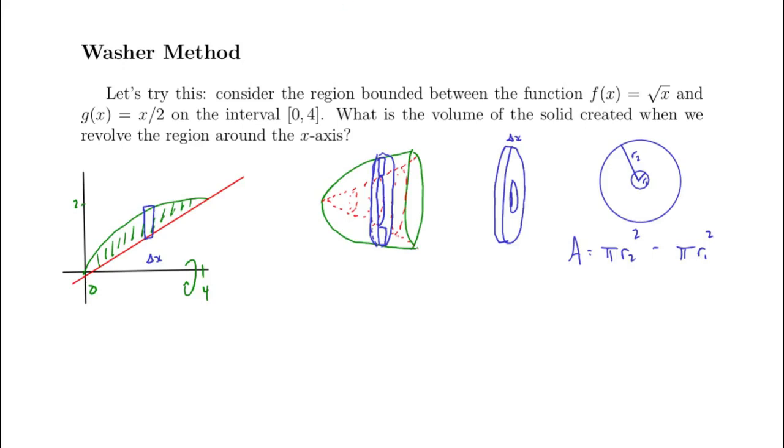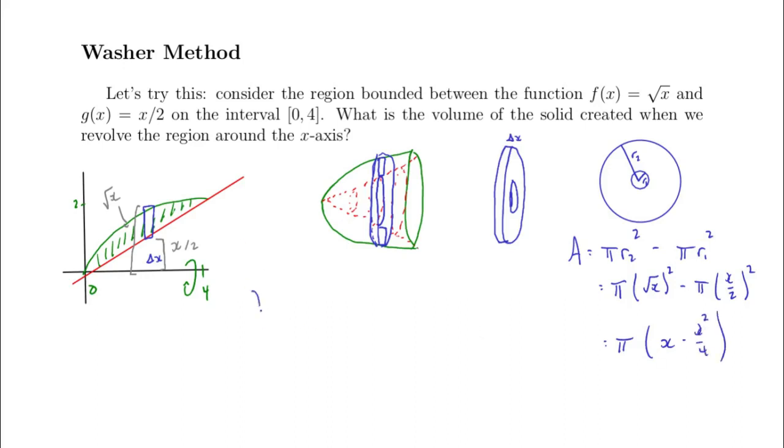Well, on our picture, hopefully we can see that this distance is the big radius. It's the distance from our axis of revolution to the very outer edge, and that's our function f of x, our square root. And this distance here is our small radius. Notice that's just the distance from 0 up to this red function, that's x over 2. So our area function really becomes pi times the square root of x squared minus pi times x over 2 squared, or pi times x minus x squared over 4.